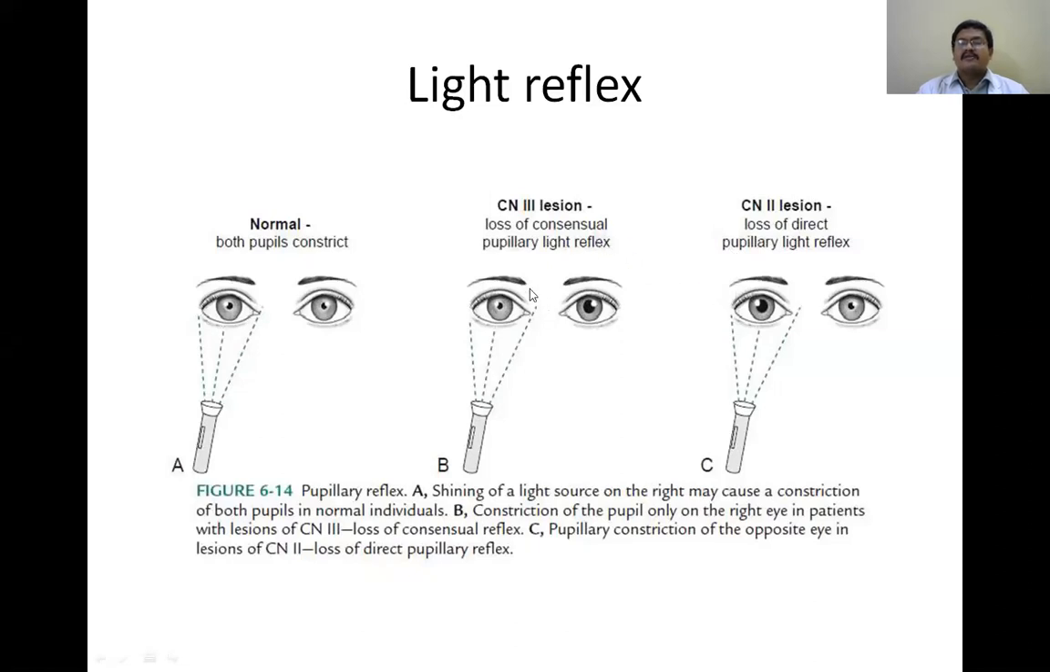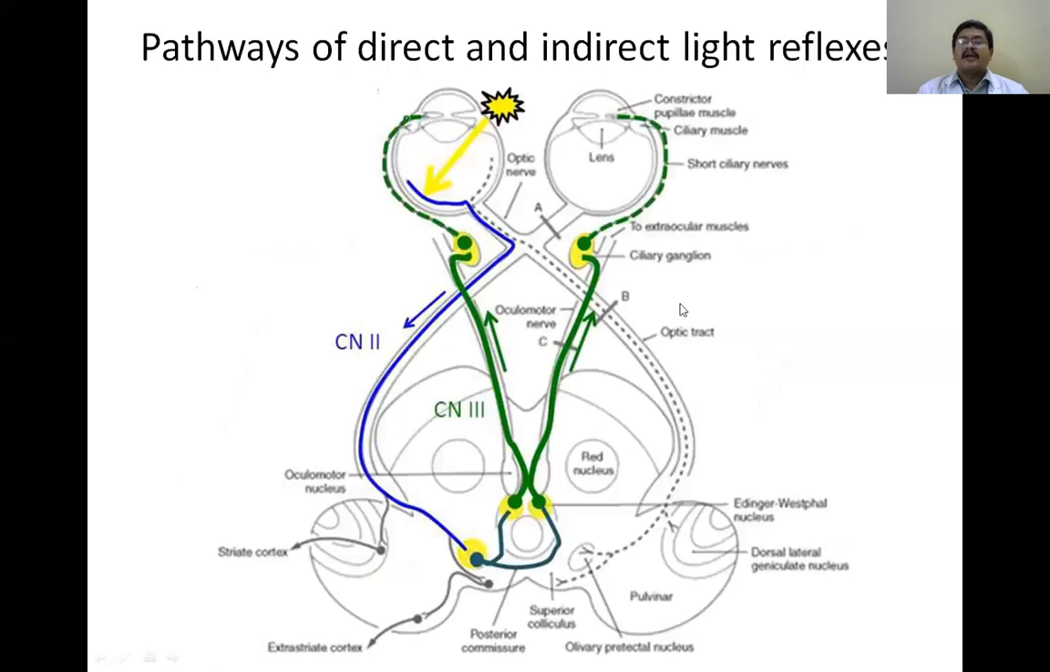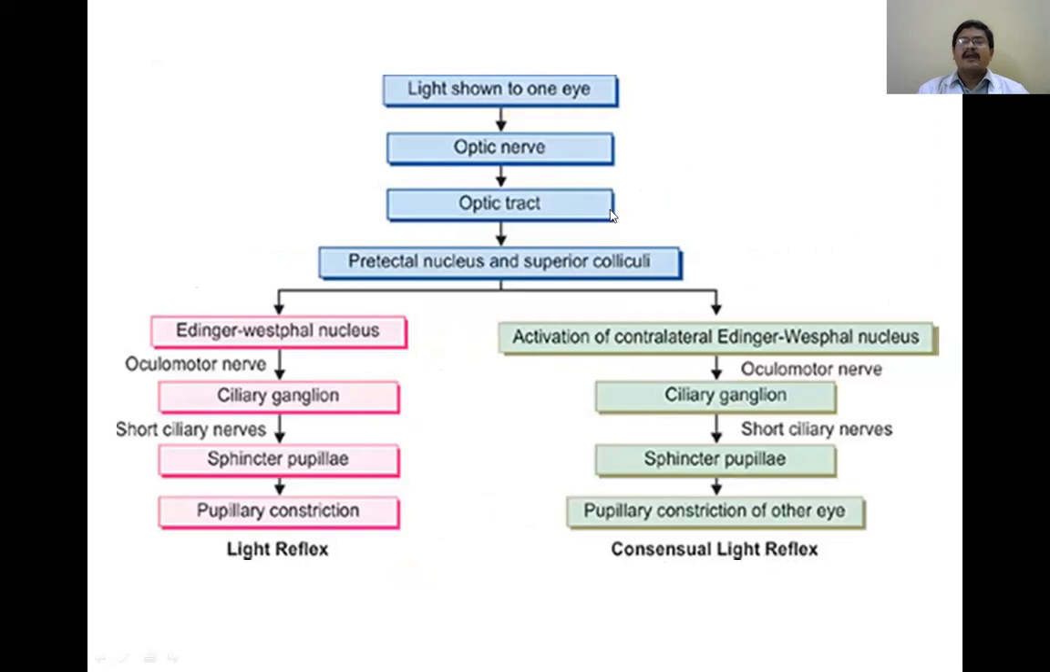The loss of the indirect light reflex occurs whenever we have lesions of the third cranial nerve, because the afferent is okay, but the efferent, because of the third cranial nerve lesion, will be lost. This is the pathway we have already discussed in detail. This is the light shown on the optic nerve.